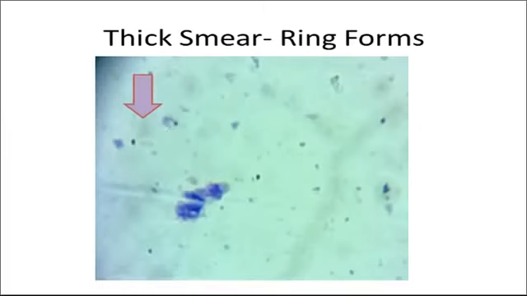Actually, what is a ring form? Ring forms are actually early trophozoites. The earliest stage of trophozoite is actually the ring form. That is when the merozoite infects the RBC. The first stage is the ring form, that is early trophozoite. Then they go on to the amoeboid trophozoite, later matures.